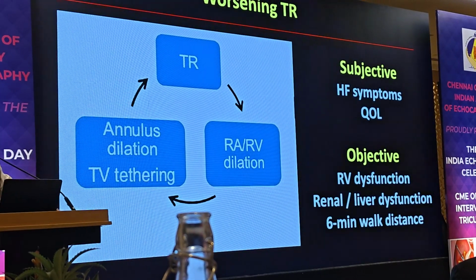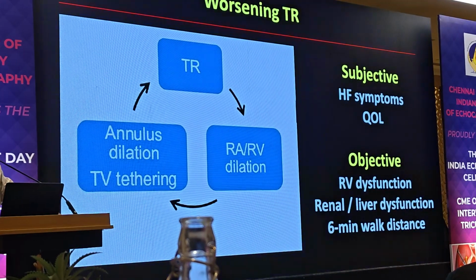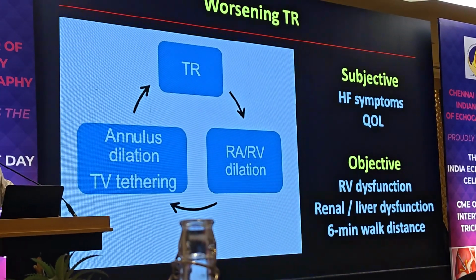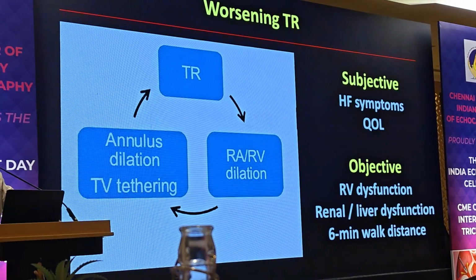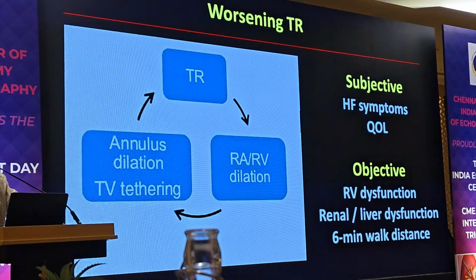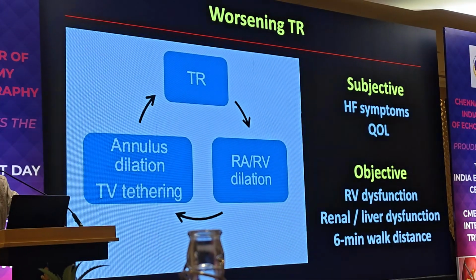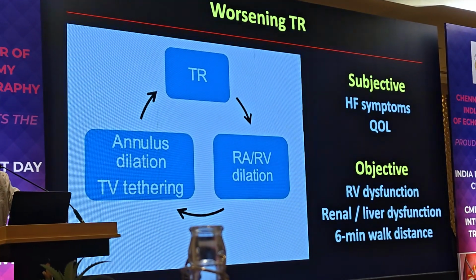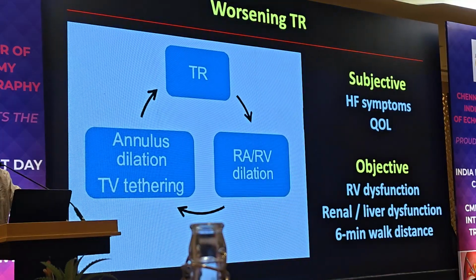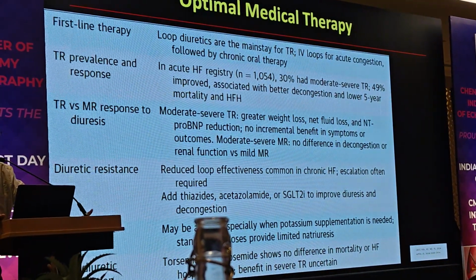So over a period of time, the TR starts to worsen, and we look at subjective symptoms, heart failure symptoms worsening, quality of life worsening, and objectively the RV dysfunction, and then the renal and liver dysfunction worsening, and the 6-minute walk test to look at effort tolerance. So these are the parameters where we try to find out at which point in the clinical timeline this patient is. Now, a brief overview of optimal medical therapy.